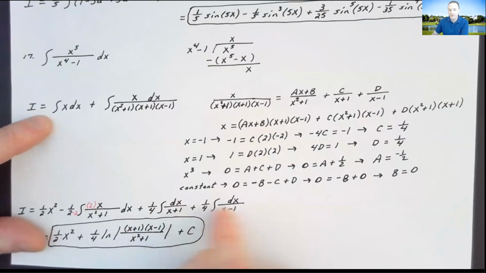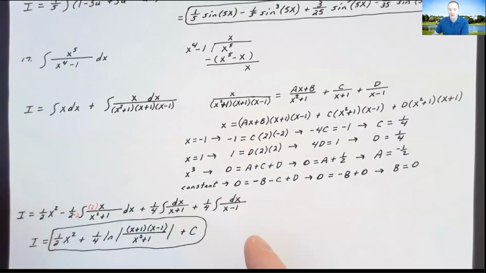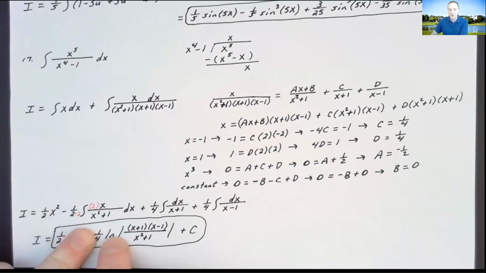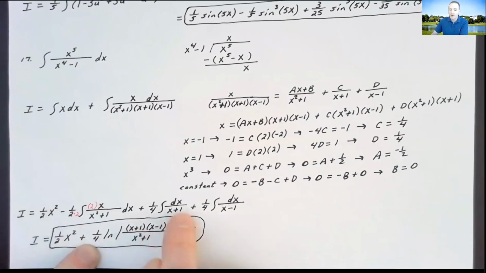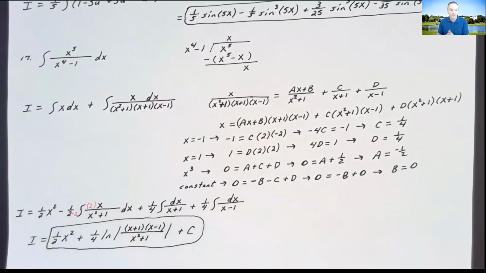I can say, well, if I have 2 logs that are being added, why not just go ahead and say plus 1/4 the natural log of the product x plus 1 times x minus 1. Now, I knew that this would be minus 1/4 here, so I just went ahead and put that in the exact same logarithmic function, but that term goes to the denominator. Remember, that means minus 1/4 the natural log of the group x squared plus 1. I just thought it was neat to kind of condense it down to 1. And then, of course, I left the 1/2 x squared out in front and added the constant of integration.